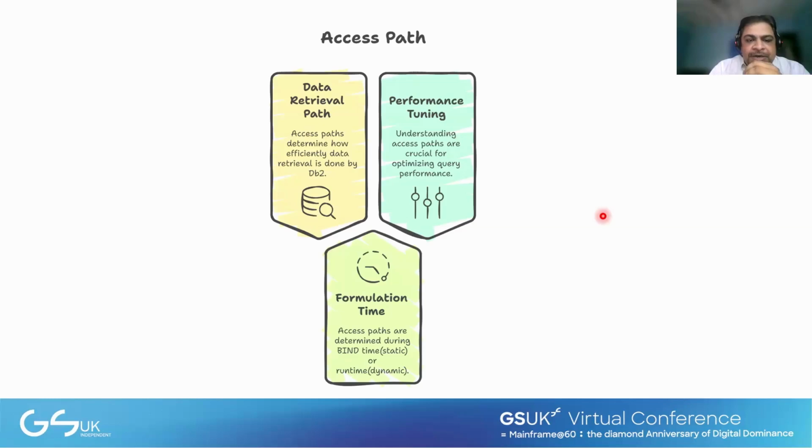And also you can determine the time when the access path was generated. For a static program, when you write a COBOL DB2 or Java DB2 program, what was the time the access path was created? For a static, you do a bind, and for the dynamic programs, it is determined at the runtime. As I said, you prepare the SQLs at the runtime.